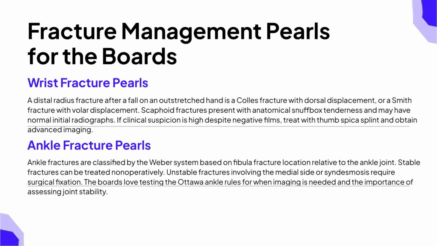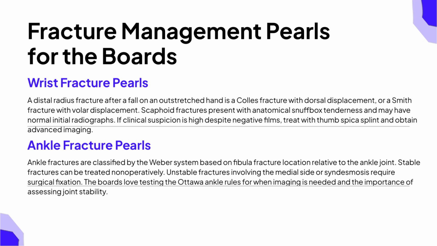The classic presentation is anatomical snuffbox tenderness after a fall on an outstretched hand, but initial radiographs can be completely normal. The key teaching point is that if you have high clinical suspicion for a scaphoid fracture despite negative initial films, you should immobilize the wrist in a thumb spica splint and get advanced imaging such as a magnetic resonance imaging or a bone scan. Missing a scaphoid fracture can lead to avascular necrosis because of the retrograde blood supply.